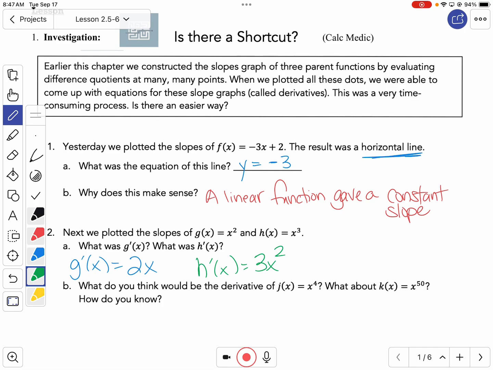In part A, to evaluate J prime. Where'd you get 36?